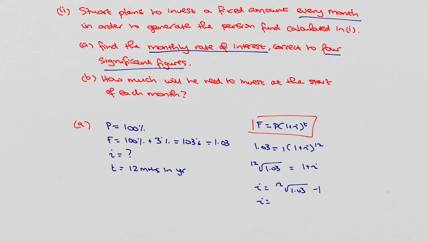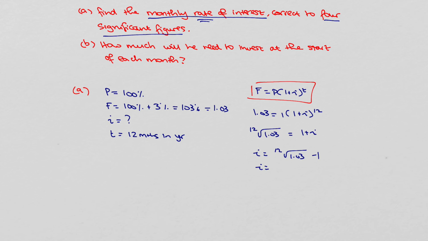And be careful here because it says find the rate correct to 4 significant figures. So when we're finding I, it's always the decimal, and then we need to change it to a percentage and then round. So if we write our monthly rate then, multiplying by 100, that gives us 0.02466%. So 4 significant figures.